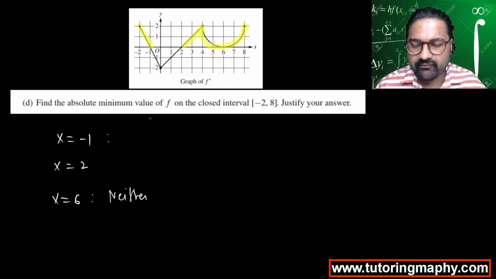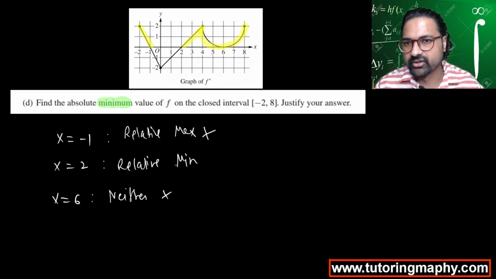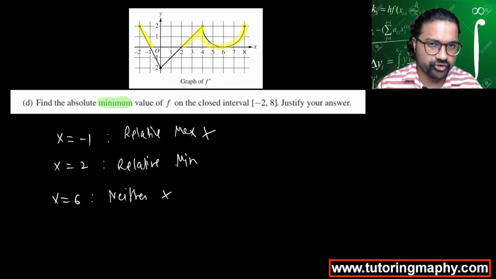At negative 1, I have the f' changing from positive to negative. So that's the relative max. And at 2, it is changing from negative to positive. So that's going to be relative min. I'm interested in absolute min. So obviously, absolute min would be at the points of relative min or the endpoints. So the relative max and neither are just ruled out. It cannot happen at these points. And then at the terminals, the endpoints are either negative 2 or 8.